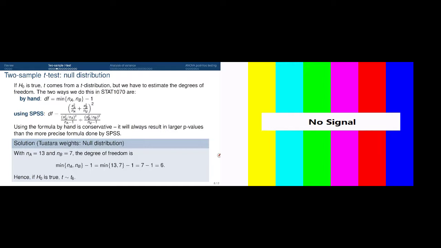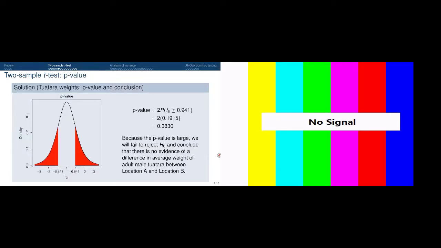The null distribution. So we know what the null distribution is. We can use that distribution to calculate how extreme our test statistic is now. So if we were to draw the null distribution, our test statistic was 0.941. And we are doing a two-tailed test, so we need to look for differences as extreme in both directions. So the p-value will be the sum of these two areas, which is just the same as multiplying one of them by two, because they're both equal. So we end up with a p-value of 0.38.